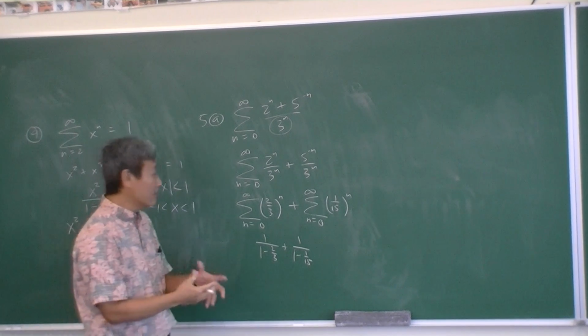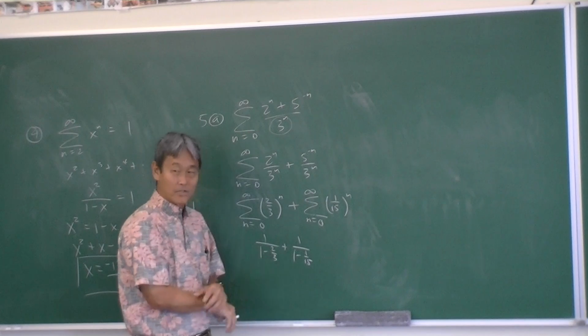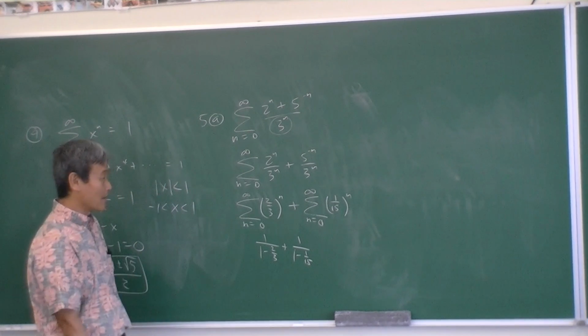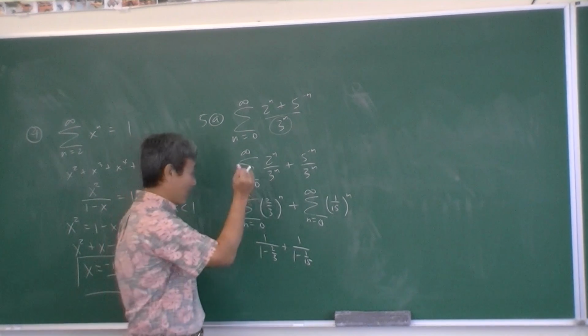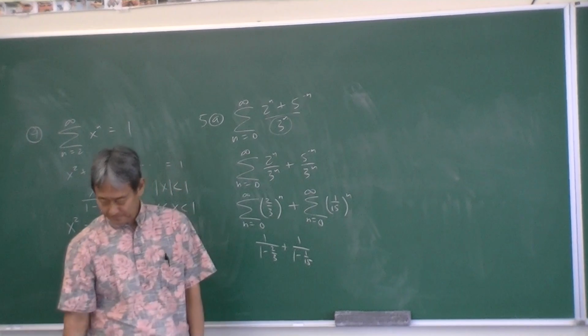Remember, a geometric series, number to the nth power. That's geometric. The number in the parentheses is the common ratio. Or you can just write them out and then it's going to take a long time.